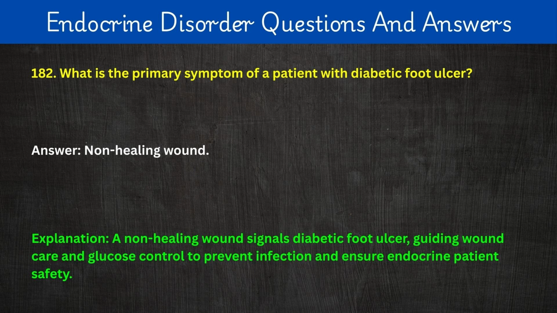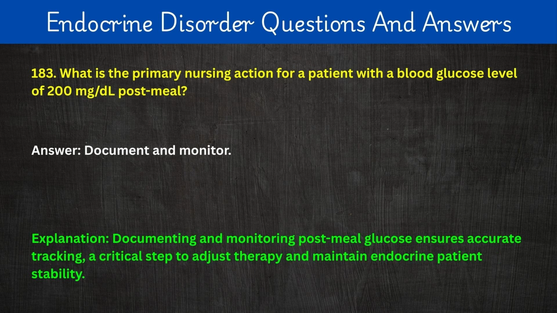182. What is the primary symptom of a patient with diabetic foot ulcer? Answer: non-healing wound. Explanation: a non-healing wound signals diabetic foot ulcer, guiding wound care and glucose control to prevent infection and ensure endocrine patient safety. 183. What is the primary nursing action for a patient with a blood glucose level of 200 milligrams per deciliter post-meal? Answer: document and monitor. Explanation: documenting and monitoring post-meal glucose ensures accurate tracking, a critical step to adjust therapy and maintain endocrine patient stability.